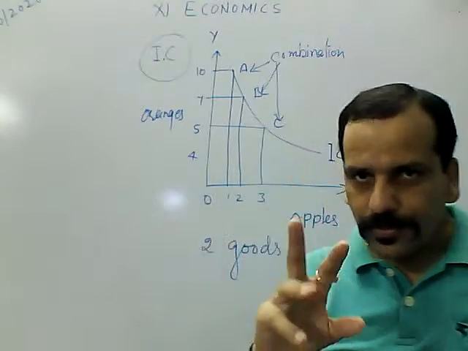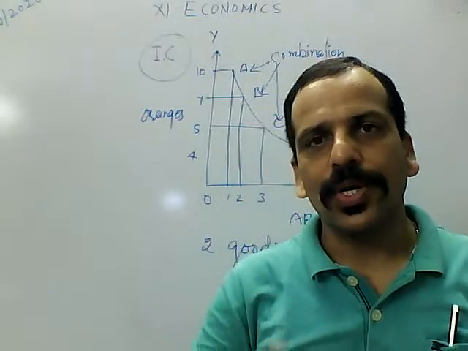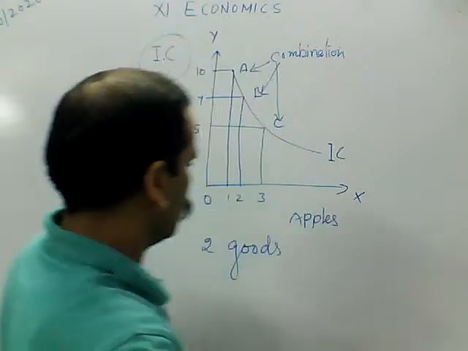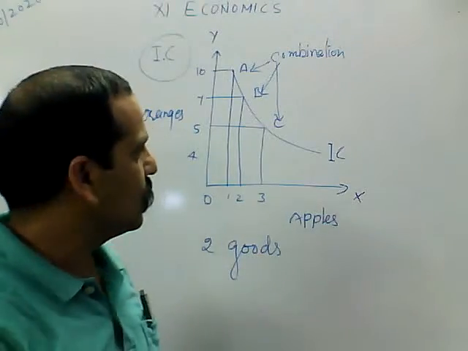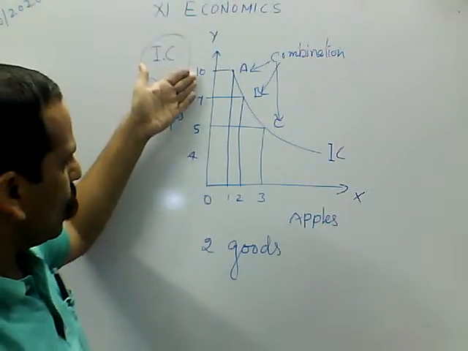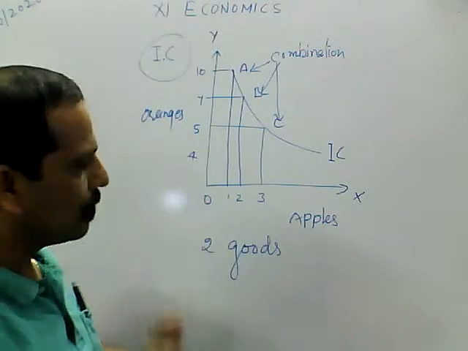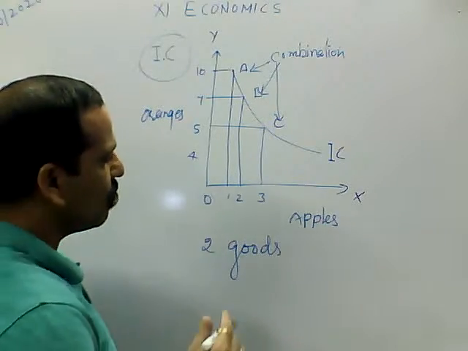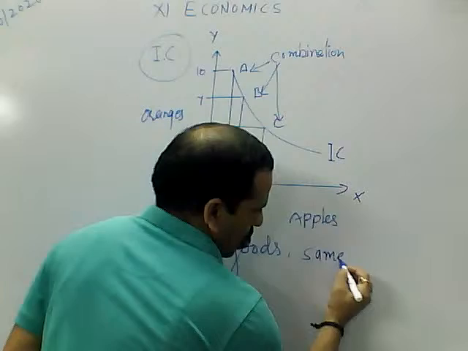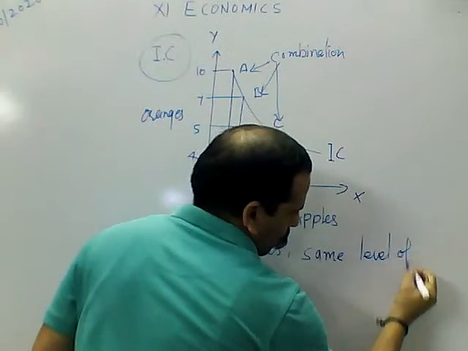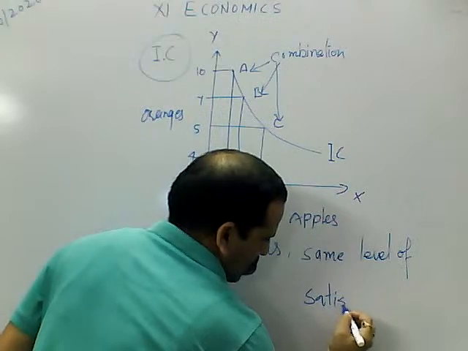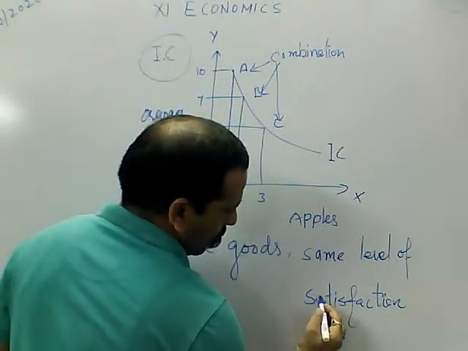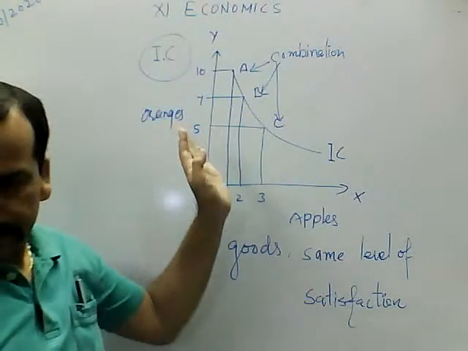So different combinations of the two goods give the same level of satisfaction. There is no change in the level of satisfaction by taking 10 and 1, 7 and 2, 5 and 3. This is the combination. Are you getting it? So all the combinations are giving the same level of satisfaction. Either A combination, B or C.